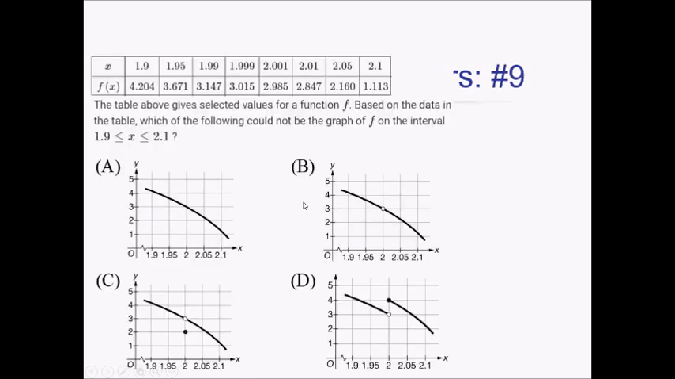On this problem, we're given a table of values for the function f at different x values. Based on the data in the table, we want to know which of the following could not possibly be the graph of f on the interval from 1.9 to 2.1.